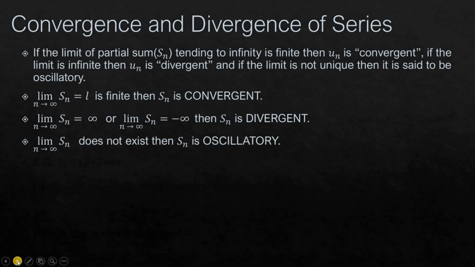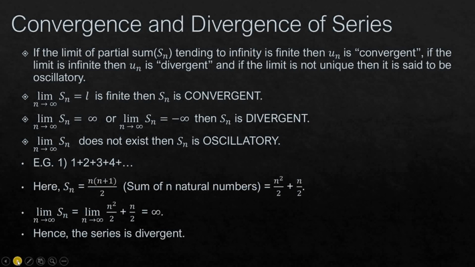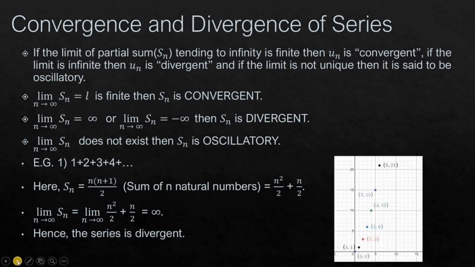So now let us proceed with some examples. The first example is in front of your screen. Just try it and pause the video here. So here is the solution. As we know, the partial sum of this series will be n into n plus 1 by 2, which is the sum of the first n natural numbers. When we put this value in the limit as n tends to infinity of Sn, we will get infinity as the answer. Hence this series is divergent.